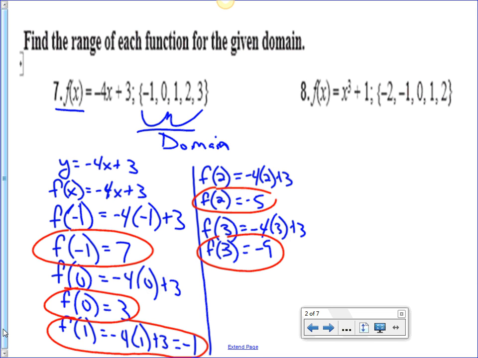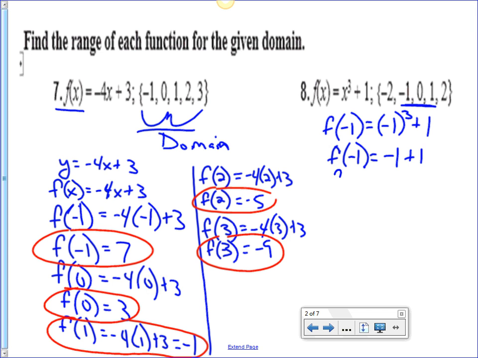Okay, I'm going to shorten this next one just a bit so we can just see what the idea is. I'm going to do it for these three in the middle. So the function value at negative 1 is equal to negative 1 to the third power plus 1. So I know that negative 1 to the third power is negative 1, plus 1. So the function value at negative 1 is 0.